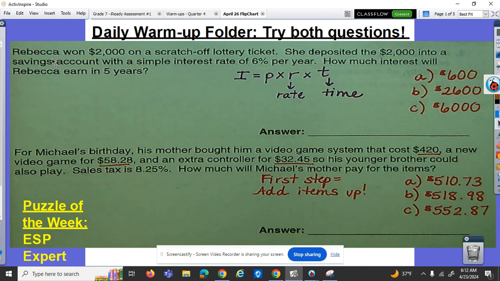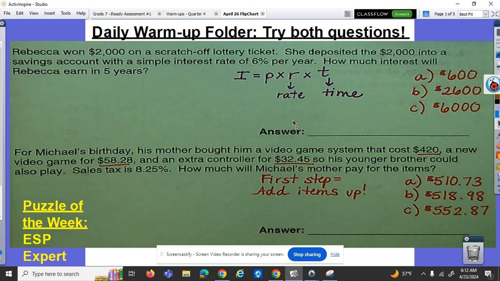Take a look at question 1 and see how you did. Rebecca won $2,000 on a scratch-off lottery ticket. She deposited the $2,000 into a savings account with a simple interest rate of 6% per year. How much interest will Rebecca earn in 5 years?